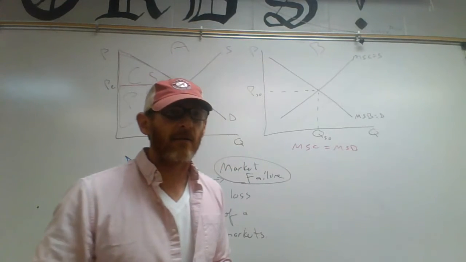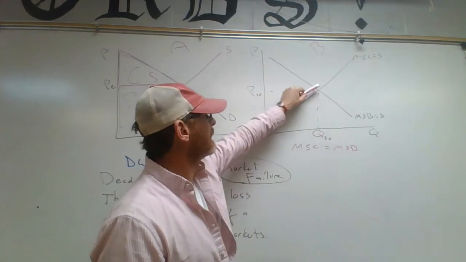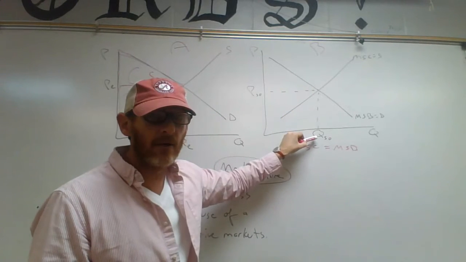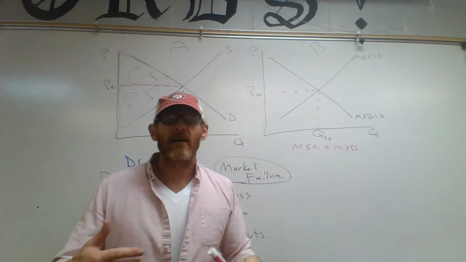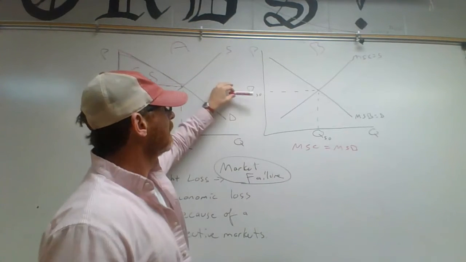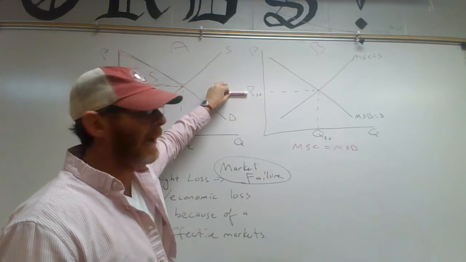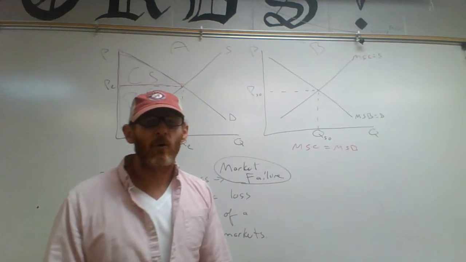Okay, sorry, that's in pink. I lost my other markers. So if marginal social cost equals marginal social benefit, as it does right here, then we are at a place that economists call socially optimal. So this would be the market's socially optimal price, and this would be this market's socially optimal quantity.